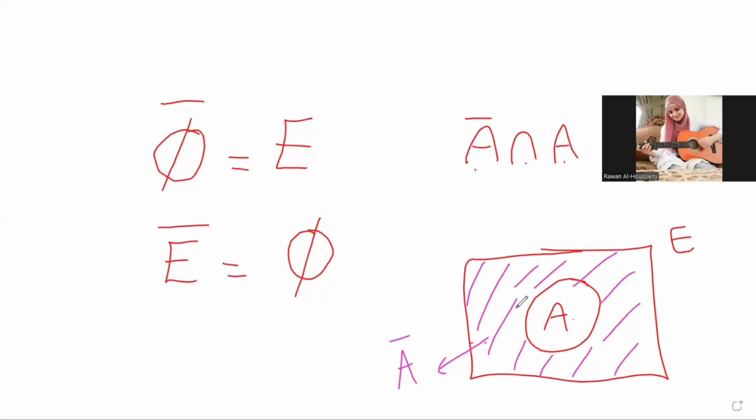So A is the area that I will shade in green. However, A bar is the area shaded in pink. So there's no intersection between them. There's nothing common between them. So it's equal to phi, the empty set.